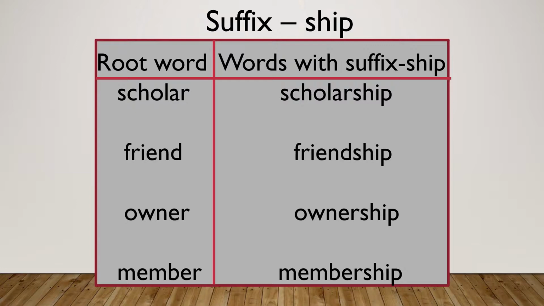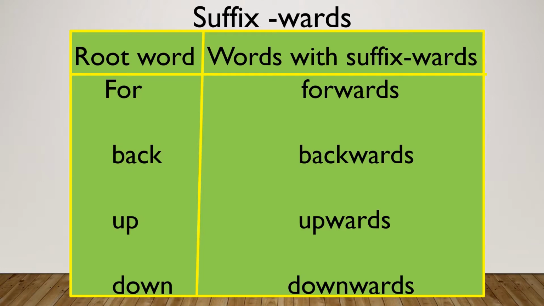Now student, let's see the next suffix. The next one is wards. Let's see how we can use these words. The root words are for, back, up and down. Let's use the suffix at the end of the root word. So the words are forwards, backwards, upwards and downwards.